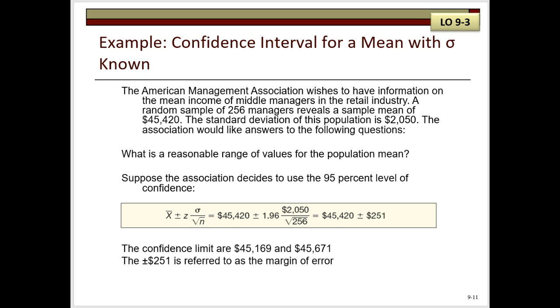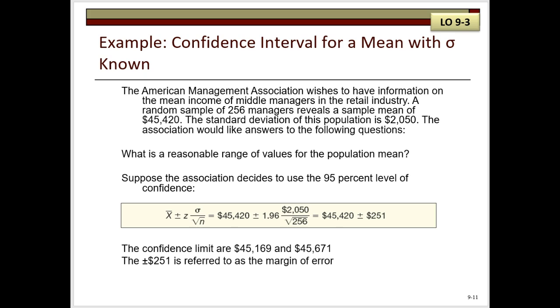So now let's revisit the example introduced in an earlier slide where a random sample of 256 managers revealed a sample mean income of $45,420. The standard deviation of this population was stated as $2,050. The sample mean of $45,420 was our best estimate of the unknown population value. Using a 95% confidence interval, what is a reasonable range of values for the population mean? We can compute the 95% confidence interval for the true mean by using the formula on this slide.